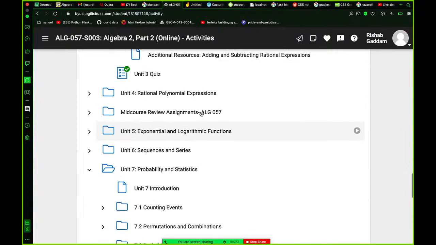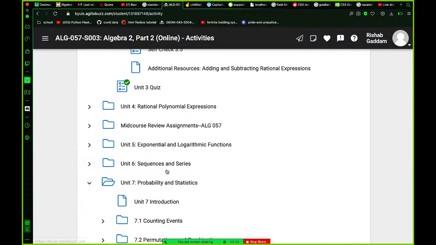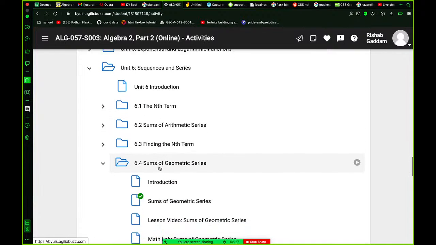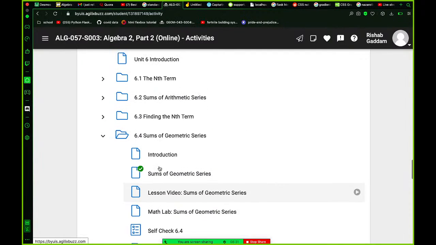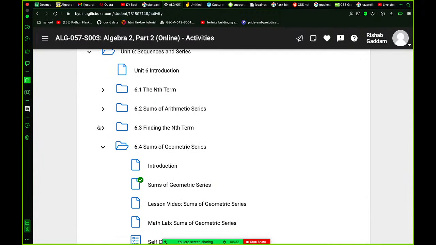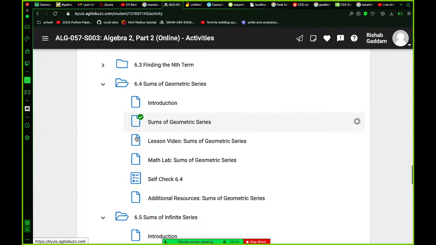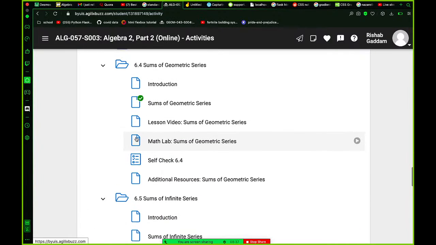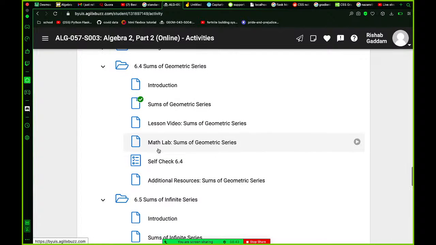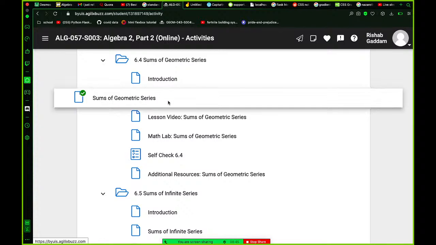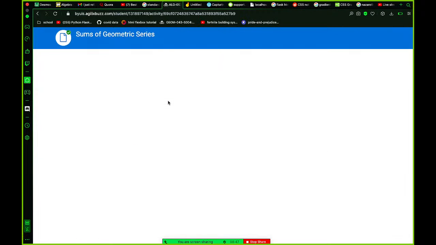So yeah. Yesterday we were discussing sequences and series. So let's get back to that. We were on finding the nth term, and we did some practices on that. So let's go on to geometric series today. So, sum of geometric series.